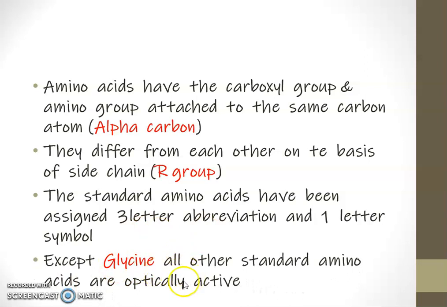Except glycine, all other standard amino acids are optically active, right? So why they are termed as optically active? Because the alpha carbon atom is attached to 4 different groups. So the alpha carbon atom is known as a chiral center and they are optically active. Whereas in case of glycine, which we will be discussing later, the carbon atom is not attached to the different groups.